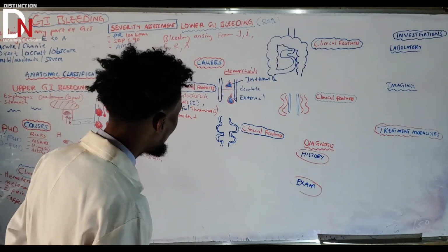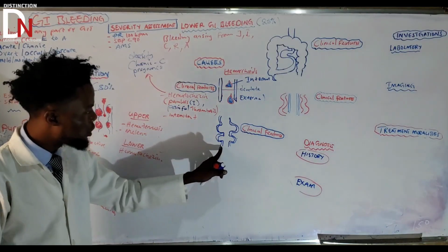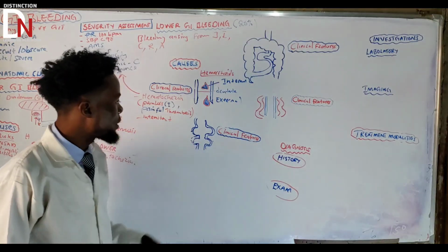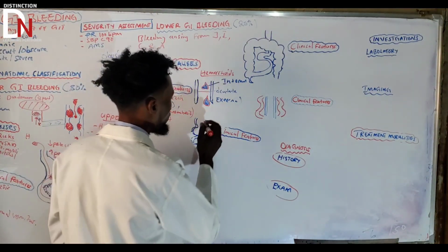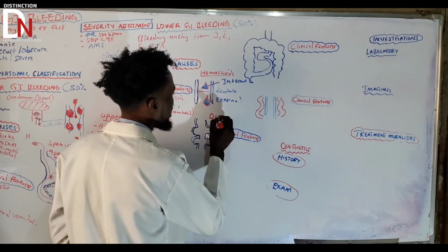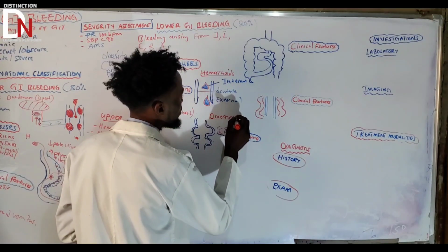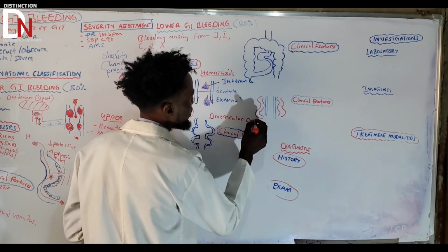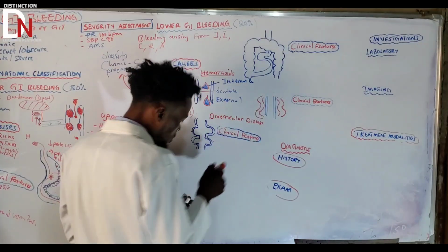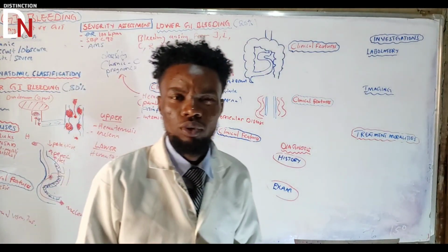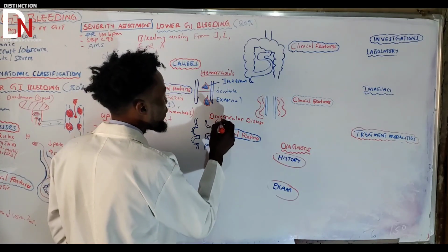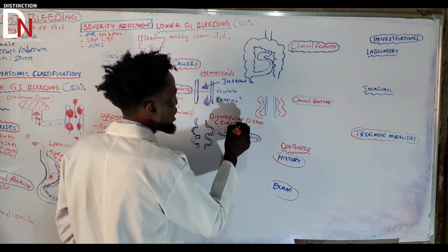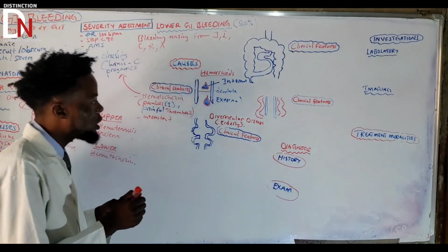Now we go to another one. What is this? This is what we call diverticular disease. So this diverticular disease is common in the elderly. Very important point to take note of. We are saying this is common in the elderly.